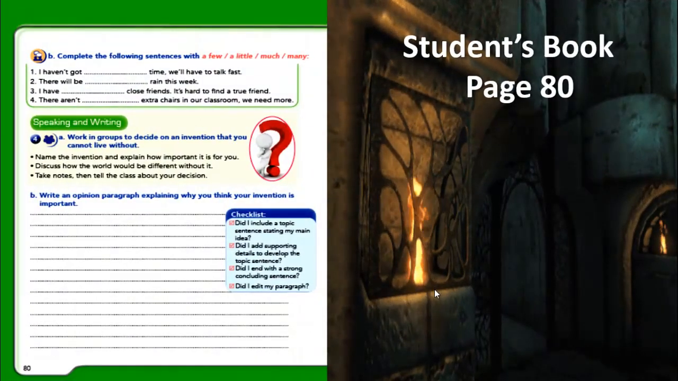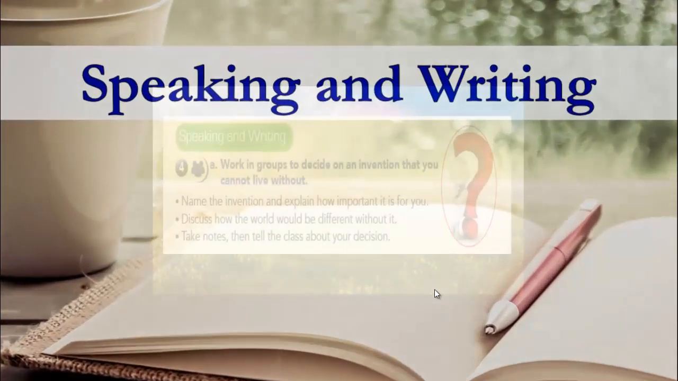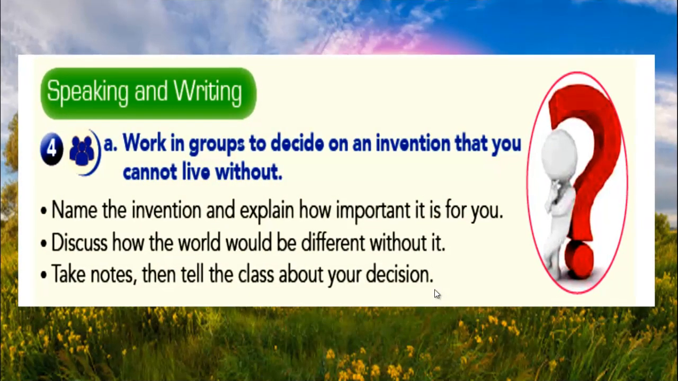Let's move together to page 80. We are going to practice speaking and writing. Here, I'd like you to work with your friends and decide on an invention that you cannot live without. You are going to name the invention, tell me the name of this invention, and explain how important it is for you. Why is this invention important for you? This is the first point.